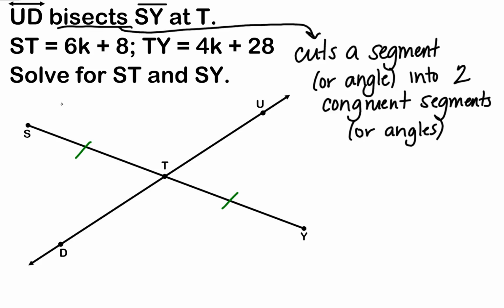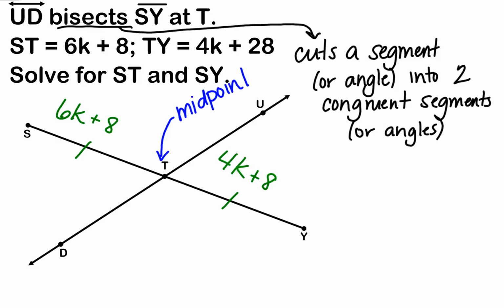Then they go ahead and they tell me that ST is 6K plus 8, and TY is 4K plus 8. I just want to make a little side note that T is actually our midpoint because it cuts it in half. I then know that ST would be congruent to TY, and therefore the lengths of those segments would be equal.